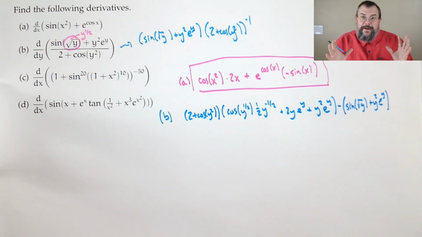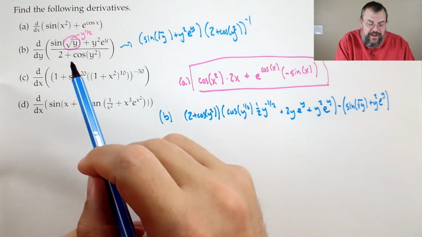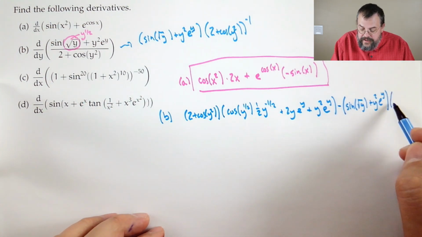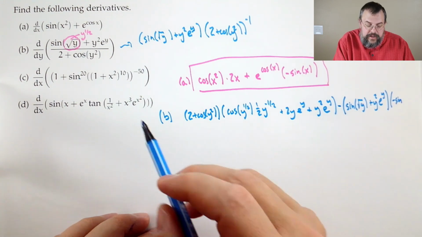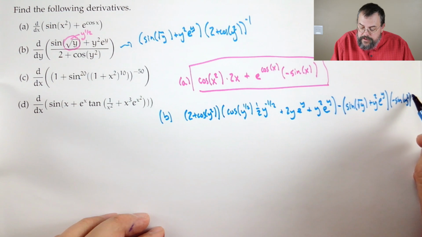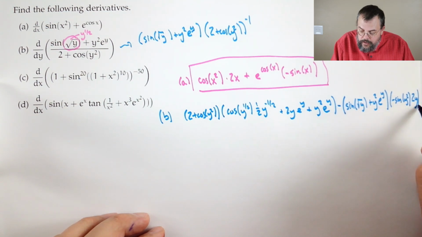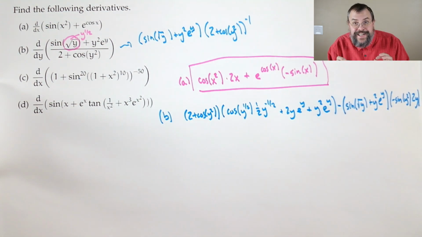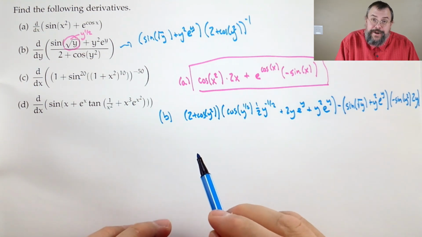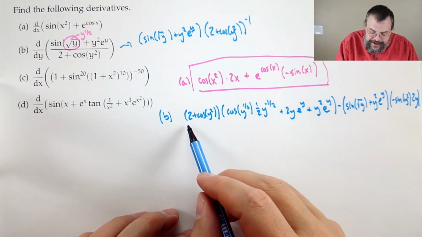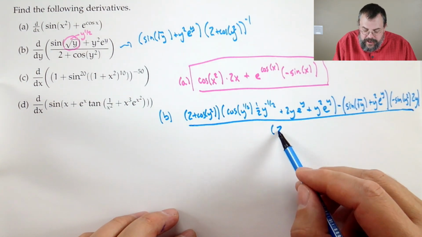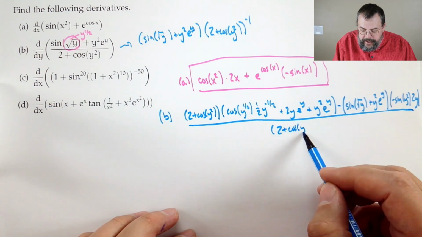The good news is the bottom has an easier derivative. The derivative of cosine is negative sine, and the inside stays alone, but then we multiply by the derivative of the inside, which is 2y. We squeezed it in, just barely, but barely still counts. Are we done? Oh no, not with the quotient rule. All of that over the bottom term squared.